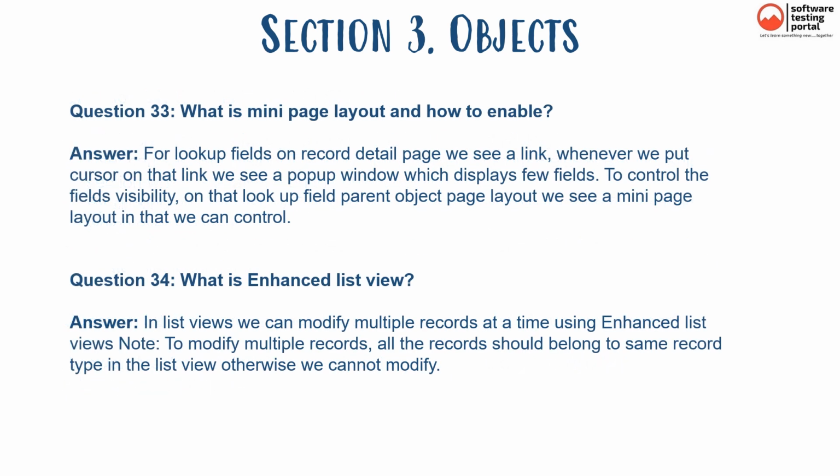Question 33. What is mini page layout and how to enable it? For lookup fields on the record detail page, we see a link. Whenever we put the cursor on that link, we see a pop-up window which displays a few fields. To control the fields' visibility, on that lookup field's parent object page layout, we see a mini page layout in which we can control it.